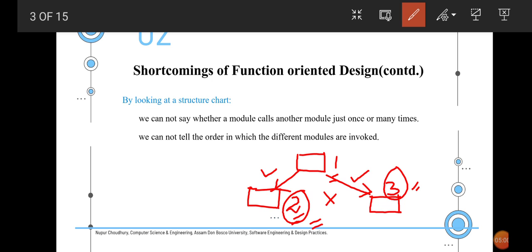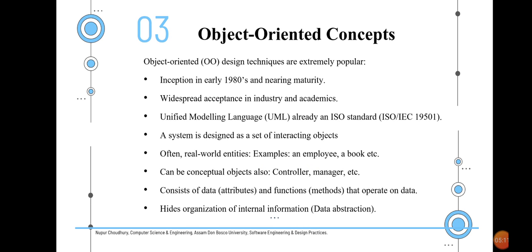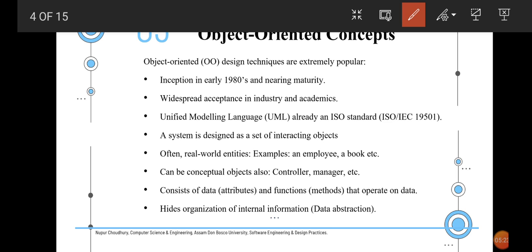In order to mitigate all these defects of function-oriented design, we have an approach known as object-oriented design. Object-oriented design begins with certain concepts related to the object-oriented paradigm, and these design techniques became very popular when they were introduced, as compared to function-oriented design. Its inception was in the early 1980s, and it is already nearing its maturity.